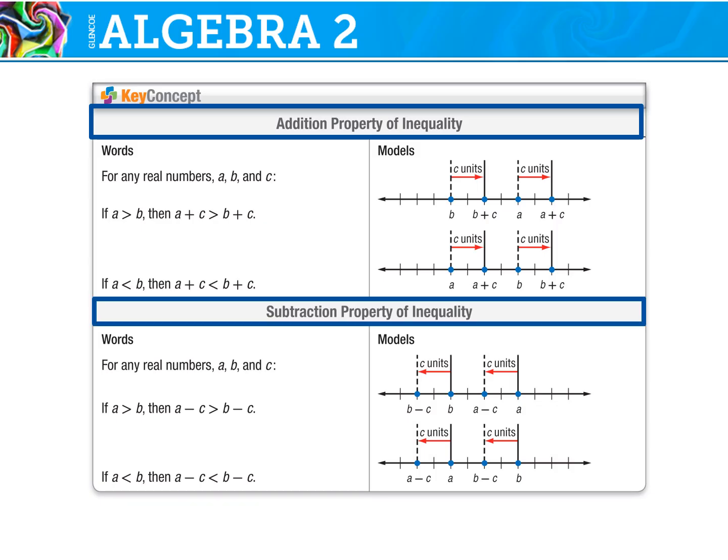Same with subtraction property. For any real numbers A, B, and C, if A is greater than B, we can take away the same thing from both sides, and it's still going to be greater than. If A is less than B, we can take away the same thing from both sides, and it's still a less than.